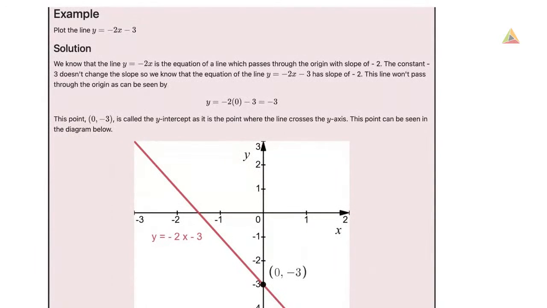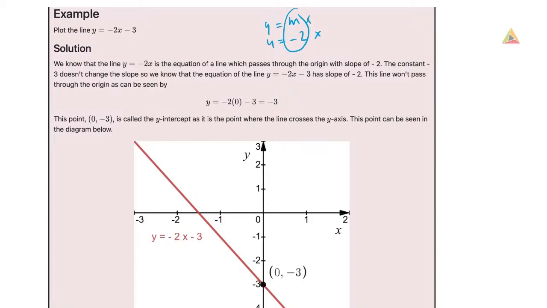Okay, plot the line y is equal to minus 2x minus 3. So we know that the line y is equal to minus 2x is the equation of a line which passes through the origin, because y is equal to mx and then y is equal to minus 2x, so your slope is minus 2. The constant 3 doesn't change the slope, so we know that the line y is equal to minus 2x minus 3 has a slope of minus 2.